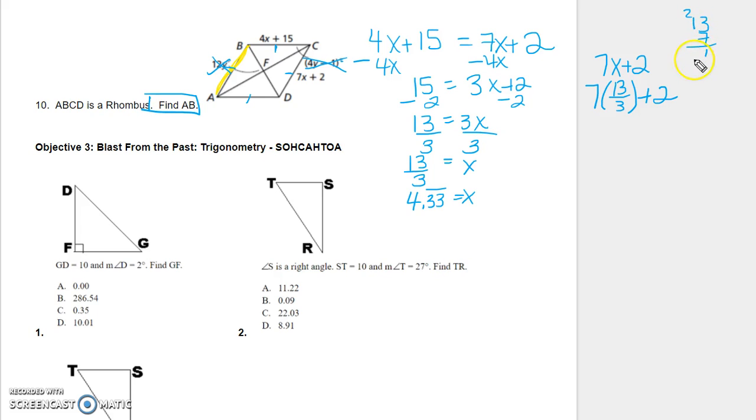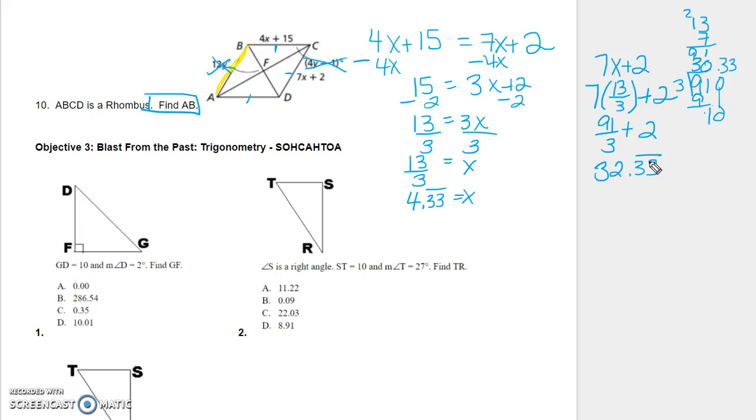So that's 91 thirds plus 2. Let's see, 91 divided by 3. I know that goes in there 3 times. 3 times 3 is 9, 1 left over. That's going to be 30. And then I'm going to have 1 come down, and that's going to be a 3, 3 repeating. Then I got to add 2 to that, so it's going to be 32.33 repeating in actuality.